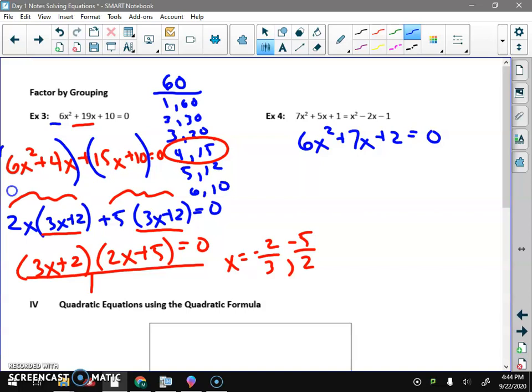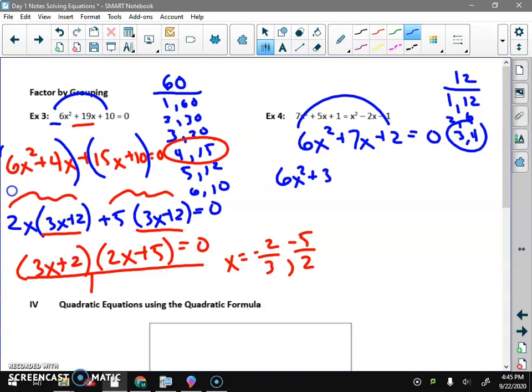Where did that 60 come from? 6 times 10. Where does the number come from here? 6 times 2, so we got a 12. Factors of 12: 1 and 12, 2 and 6, 3 and 4. The pair that gives me 7 is 3 and 4. 6x squared plus 3x plus 4x plus 2. I broke the linear middle term up into two terms, so I can now group.